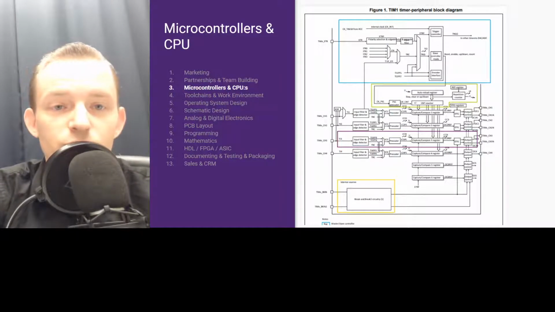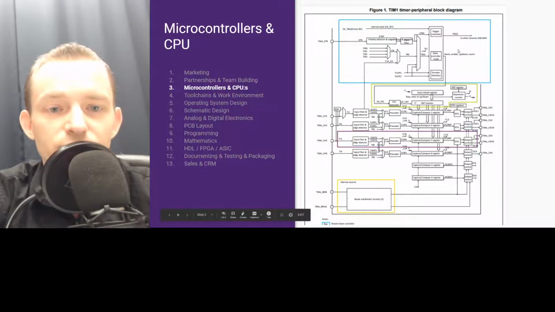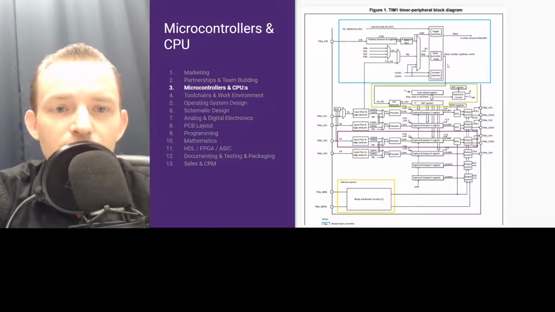You learn microcontrollers. For example, this is a diagram of a timer, the timer 1 in an STM32 chip. Now, this timer is a very advanced peripheral that can be used for many different control tasks. And one of the things that it's very suitable for is, for example, 3-phase control of motors. And it is designed specifically for this task.